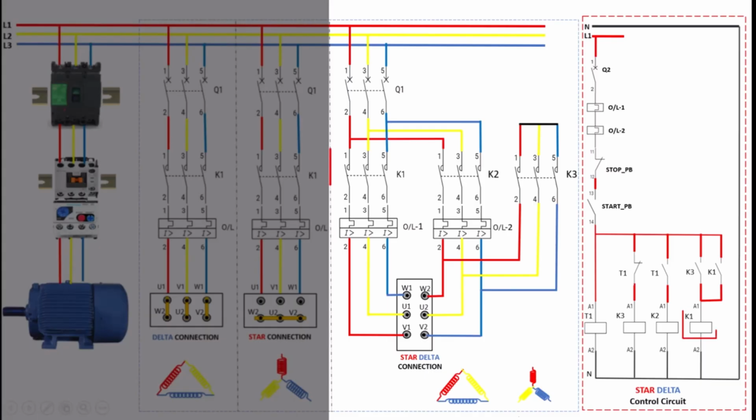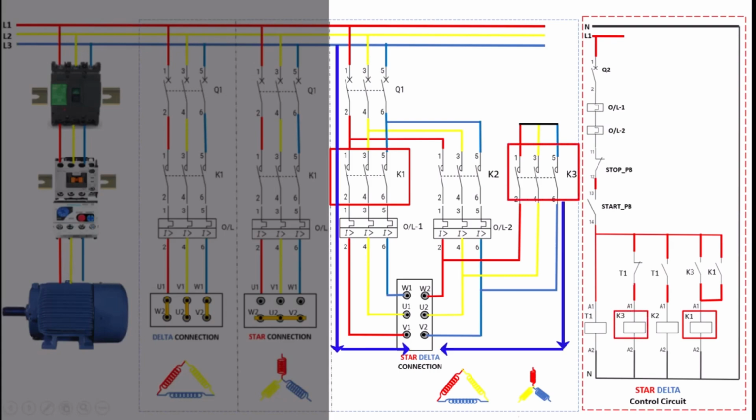K1 contactor is activated, which connects the motor windings in a star configuration. At the same time, K3 is also engaged to ensure the motor is in the star mode, which keeps the starting current low and reduces stress on the motor. This configuration is maintained for a short period, typically set by a timer in the control circuit.